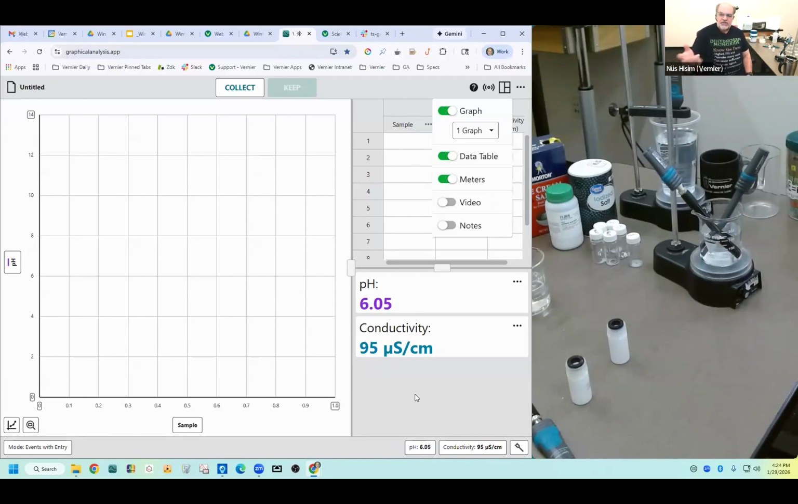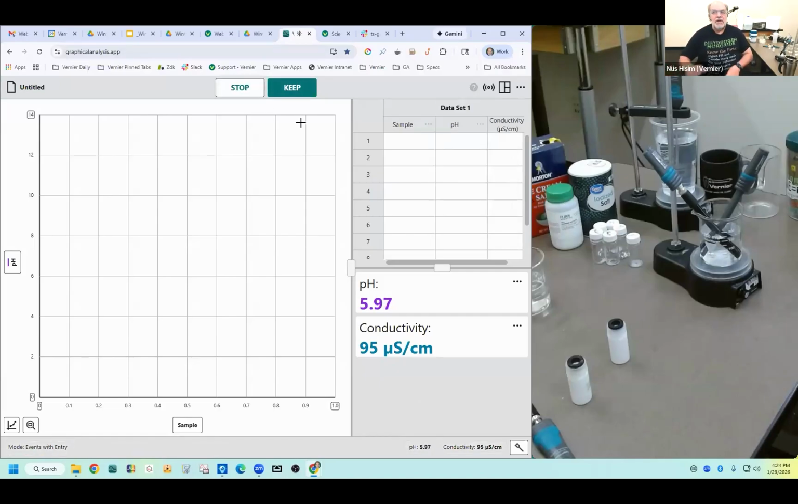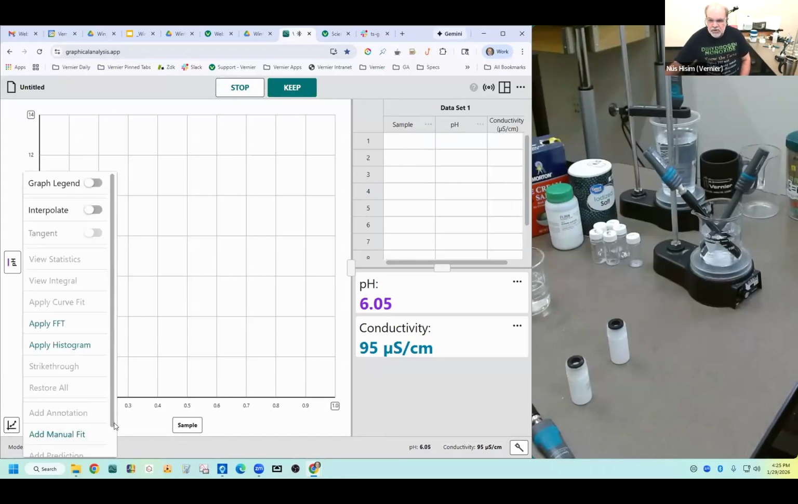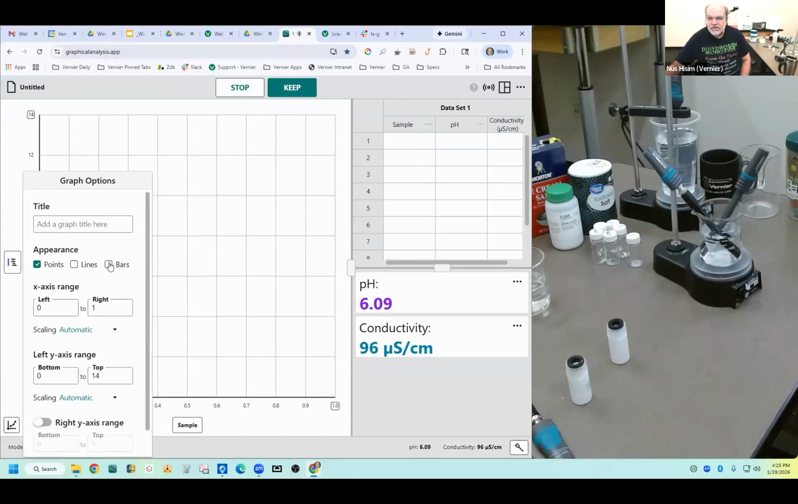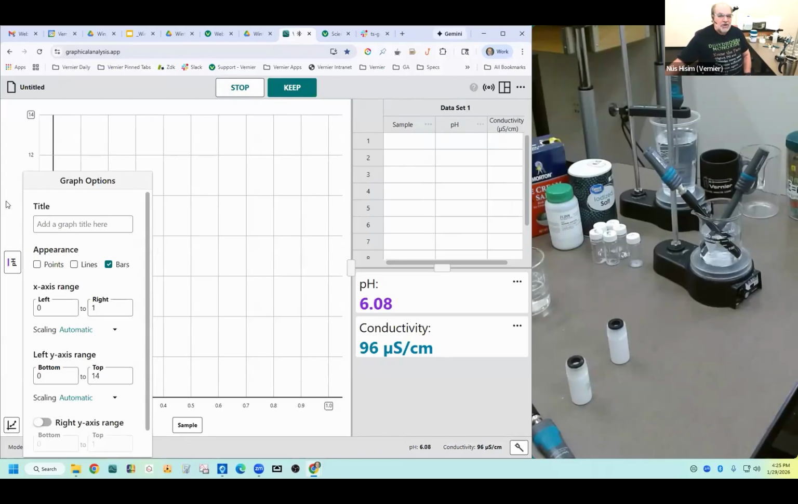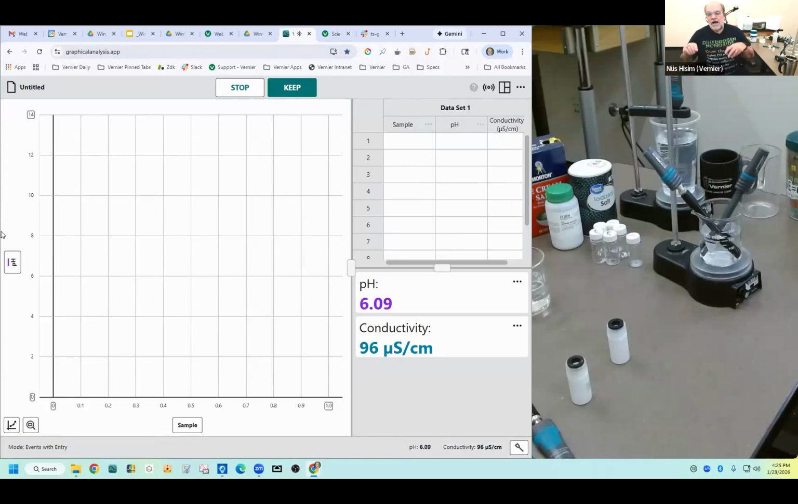So when you do events with entry, you'll notice it has this choice that says collect and keep. No rush. Oh, I forgot to turn on bars. Let me turn bars on. With the pro version, I can have bars, and I just think they look pretty. So I'm going to turn them off. Anyway, with events with entry, no rush. You just watch the meters until they stabilize, and that's about all I'm going to get.